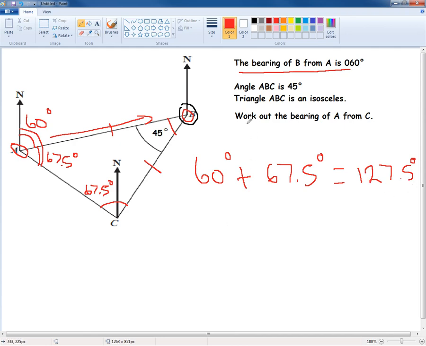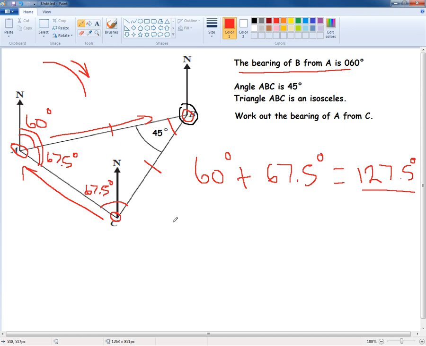But our question states work out the bearing of A from C, so it wants to know the bearing from point C going to point A in this direction. So we have it coming down this way, 127.5, but we need it going back the other way. In other words, we need the back bearing of what we just worked out. Now remember, bearings are always done in a clockwise direction, okay? And we've worked out the bearing from A to C. We need to come back again.